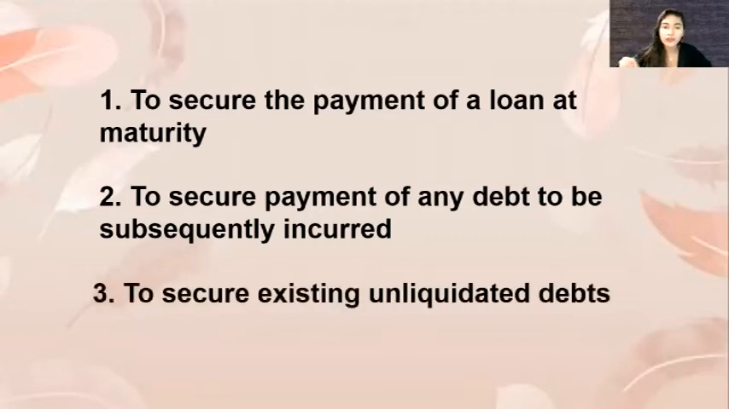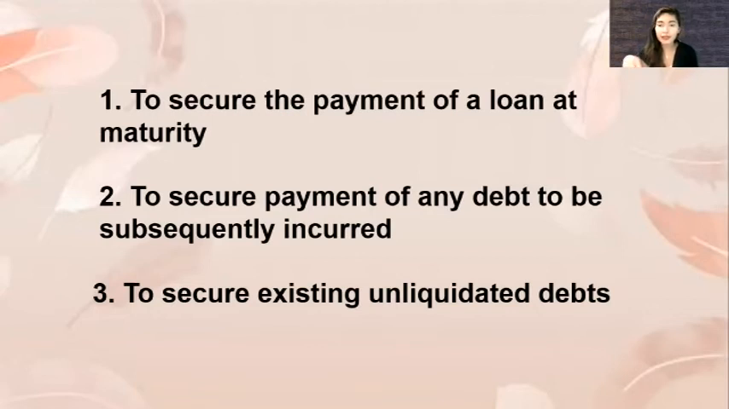And we also have number 3, to secure existing unliquidated debts. So this is not future debts. It must refer to debts existing at the time of the constitution of the guarantee, but the amount thereof is unknown, and not to debts not yet incurred at that time. So a surety is not bound under any particular principal obligation until the obligation is formed.